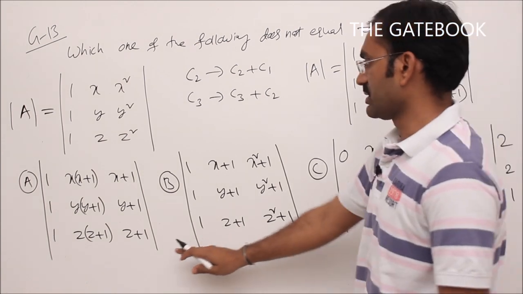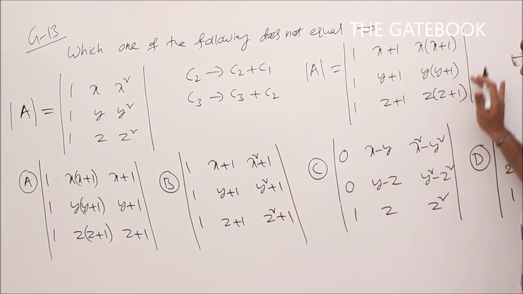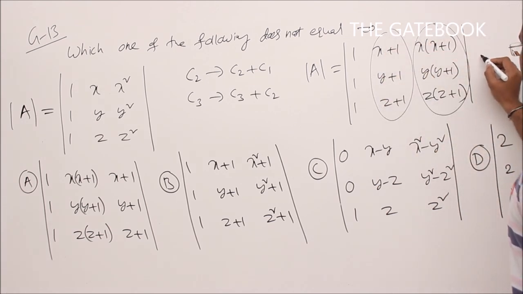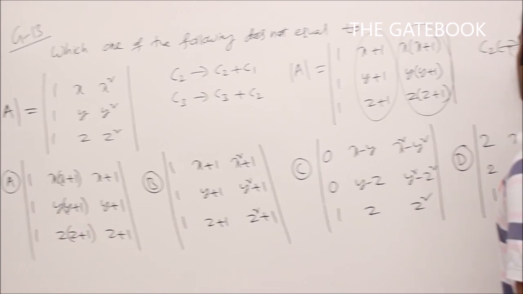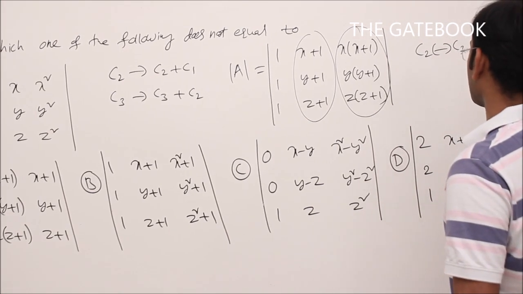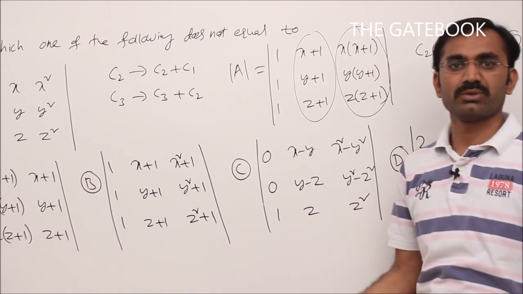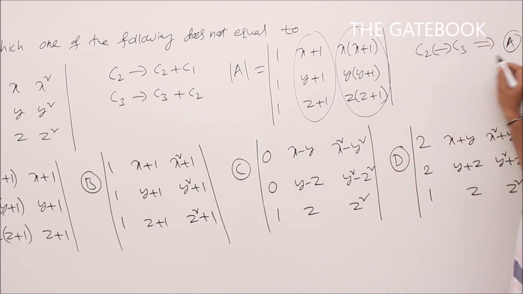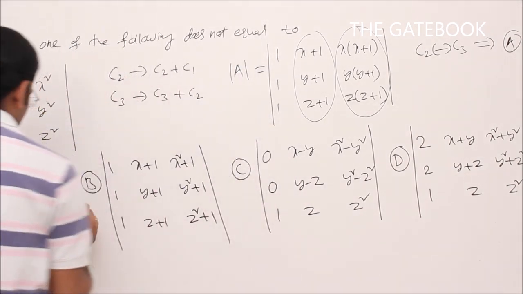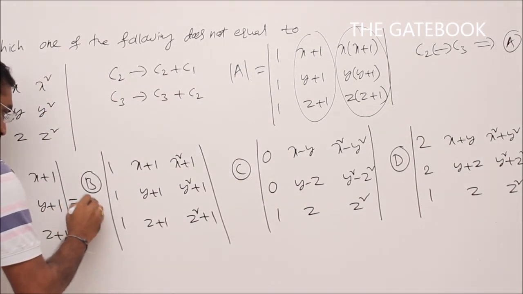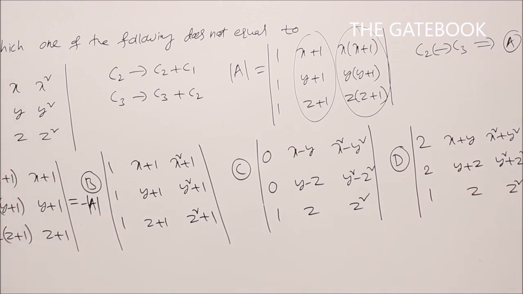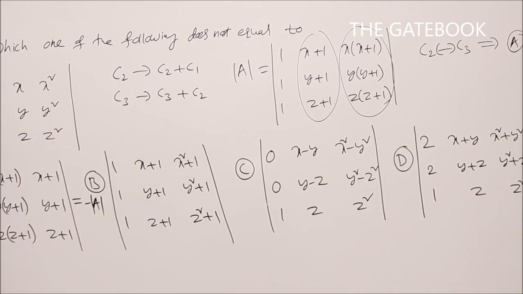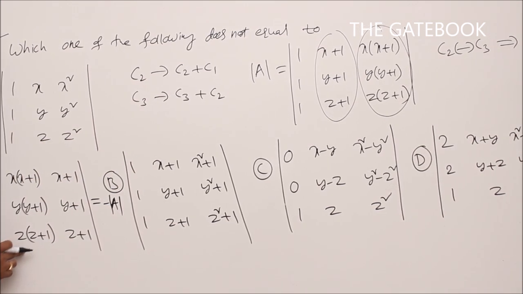But you will see that option A, by interchanging the second column and third column, we will get option A. If you interchange any two rows or two columns, then the sign of the value of the determinant changes. So the value of the determinant is minus det A. Both are not equal, because interchanging any two rows or two columns, the sign of the determinant changes.